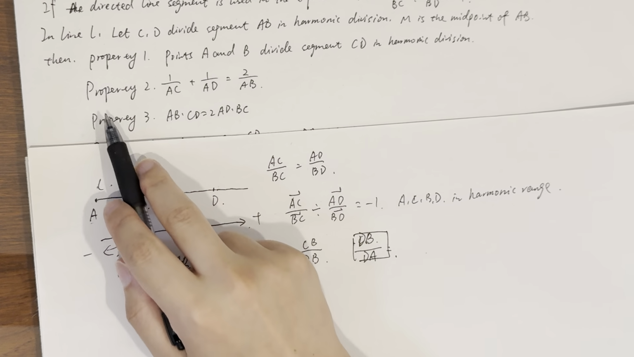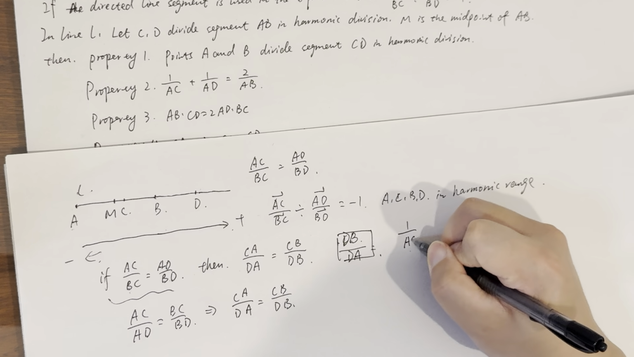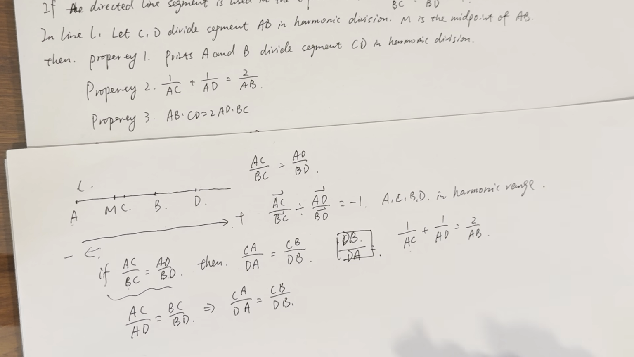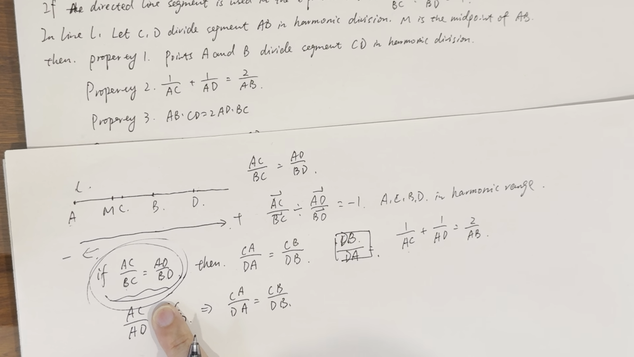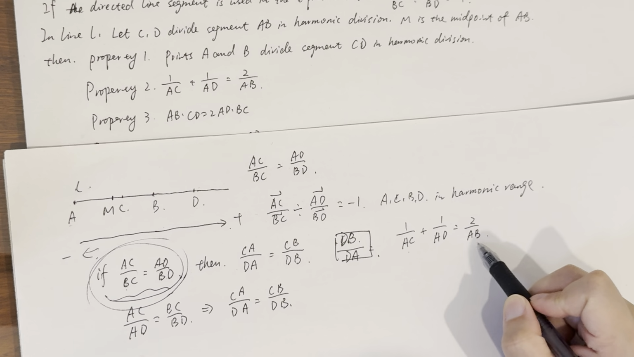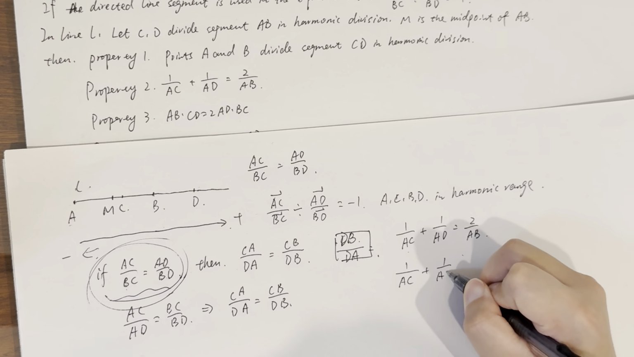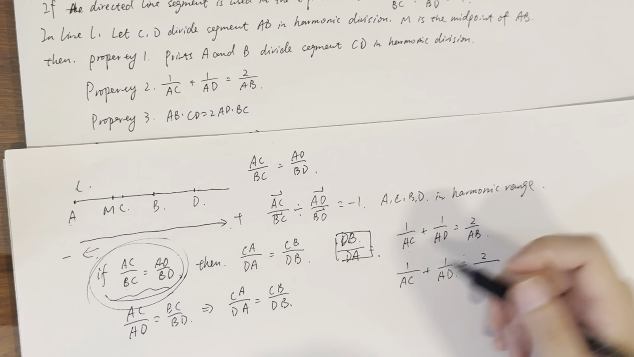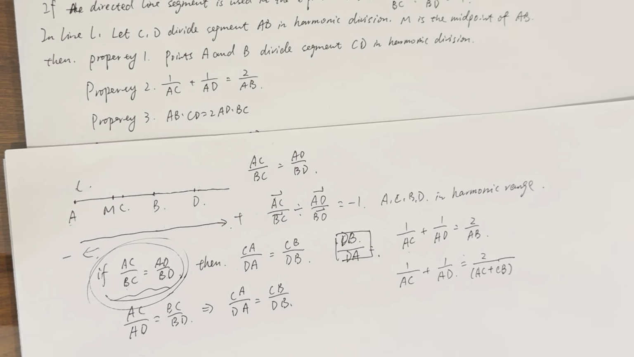Okay, that's the first property. And the second property, we want to prove that 1 over AC plus 1 over AD equals 2 over AB. Think about that. This is our problem set. We have AC here, we have AD here, we have BC, BD, but we don't have AB, right? So we have to break AB. Basically we want to prove that 1 over AC plus 1 over AD equals 2 over AC plus CB, that is AB.